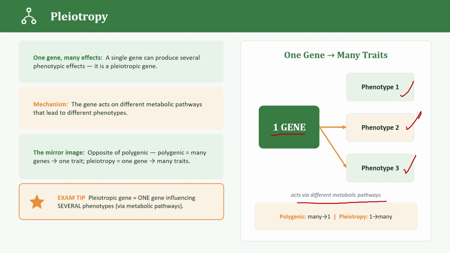So let's have one comparison between polygenic inheritance and pleiotropy. In polygenic inheritance, many genes control one trait. In pleiotropy, one gene controls many traits. Polygenic inheritance produces continuous variation. Pleiotropy produces multiple phenotypic effects. An example for polygenic inheritance is skin color, and for pleiotropy, it is phenylketonuria. So from the exam point of view, remember: polygenic is many genes and one trait, and pleiotropy is one gene and many traits.